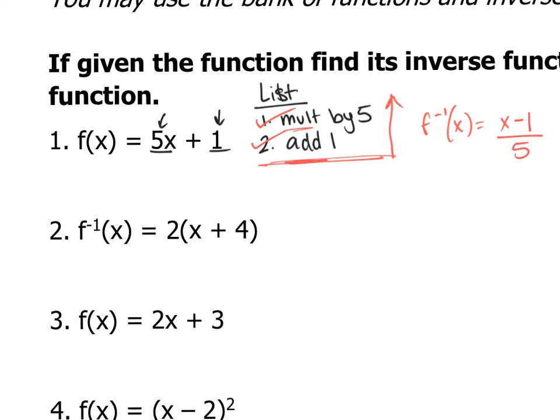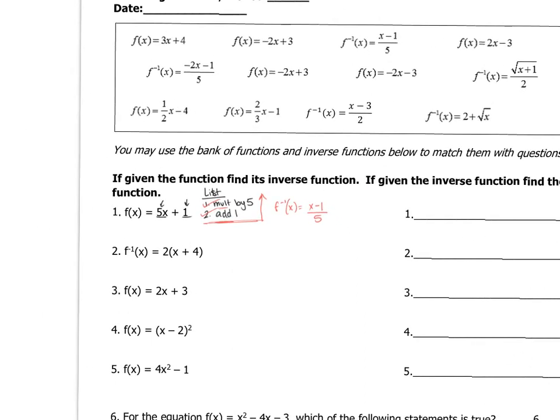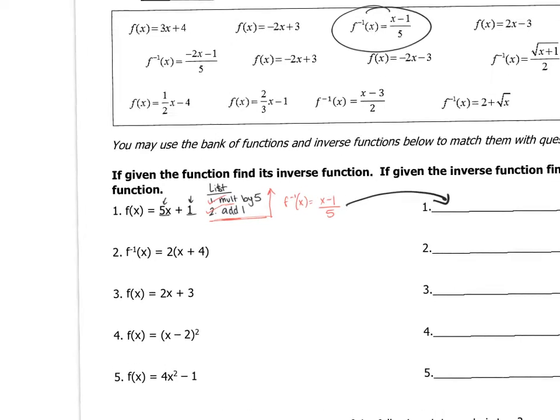Let's look at our possible answers. Is that one of our answers? Well, it is right there, so we know we got it right. Make sure you put your answer on your answer line over here. All right, next one, number 2.